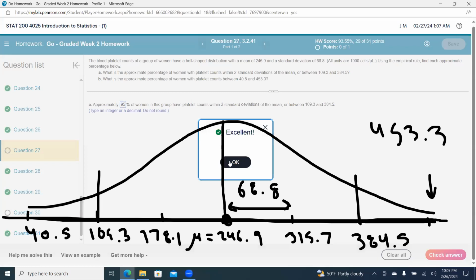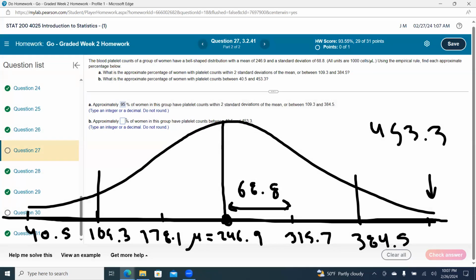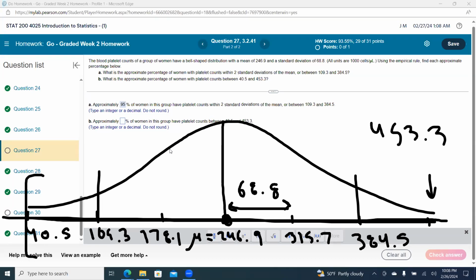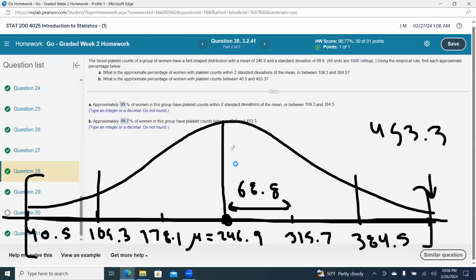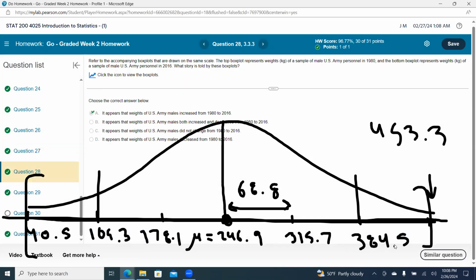We don't think about that. So then B is kind of more of a problem. What is the approximate percentage of women with palate counts between 40.5 and 453.3? Math, very easy, but what do they say here? 40.5 and 453. This one over here. Okay, so they just give us ±3, therefore 99.7. All of it is just straight up empirical rule. All of it is actually way easier than drawing and labeling the thing. So it's all very, very easy here.